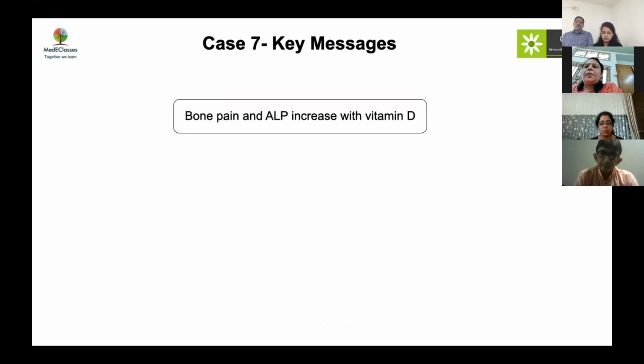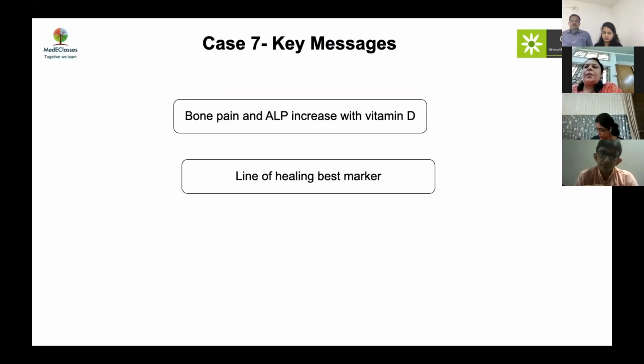So the key message is that if bone pain increases and ALP increases, it is not refractory rickets. It's a normal response, as Dr. Chetan very well said. Look at the X-ray and wait for at least 6 weeks to look for it. Don't do it hurriedly. Whether we talk about daily therapy or weekly therapy, a minimum of 6 to 8 weeks is required.